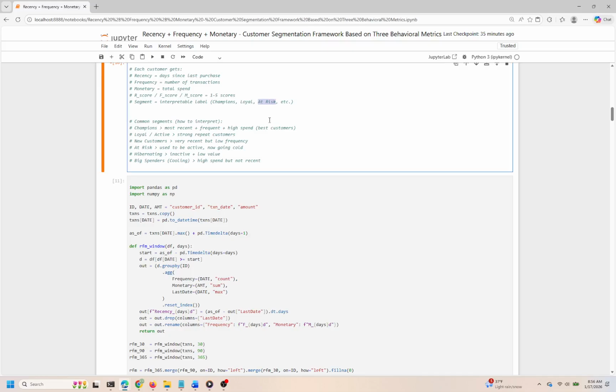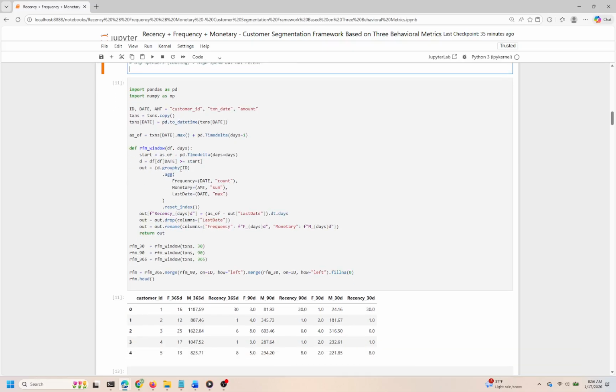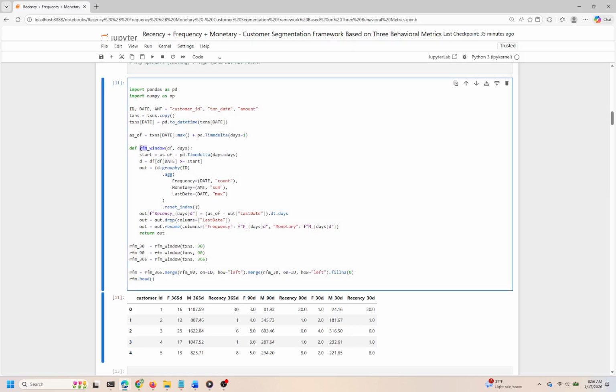Looking ahead, the next cell will likely build on this segmentation framework, applying these concepts to real data to illustrate how they can inform targeted marketing strategies and improve customer retention. Cell 5. In this cell, we're diving into the construction of a key metric set called RFM, which stands for recency, frequency, and monetary value. These metrics help us analyze customer behavior over different time frames, providing valuable insights for marketing and customer retention efforts. The code defines a function, RFM window, which processes transaction data to extract these RFM metrics for specified time intervals.